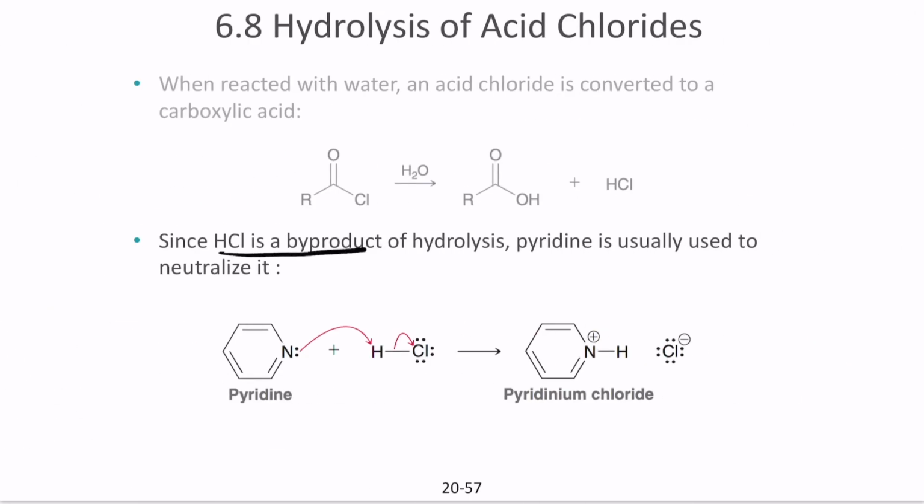Next, since HCl here is the byproduct of hydrolysis, pyridine is the one that we use to neutralize this compound, to make sure that it stays neutral and it does not become acidic. So you do not want the reaction to be acidic. So what we do here is we use the compound pyridine. So pyridine creates pyridinium chloride, which regulates the acidity of that reaction.